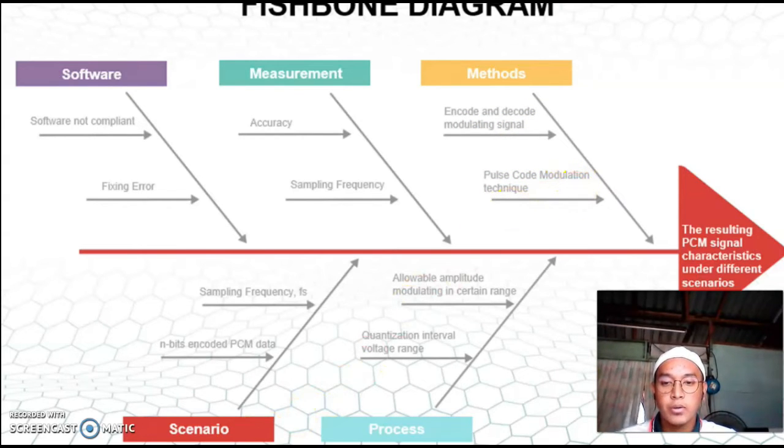For the scenario, it is n-bit encoded PCM data and a sampling frequency. The last one is the process: quantization interval, voltage range, and allowable amplitude of the modulating signal in a certain range. These are the resulting PCM signal characteristics under different scenarios. I think that's all from me.